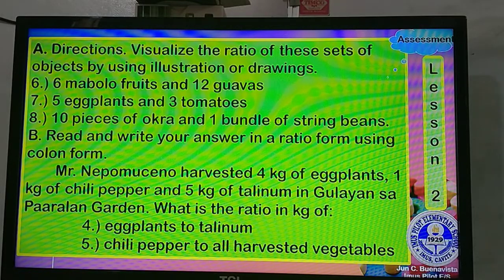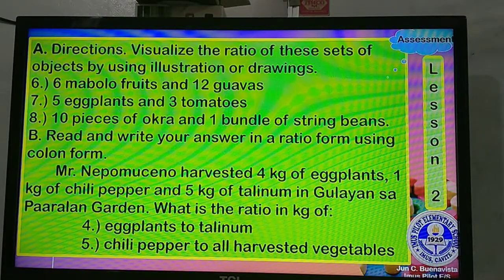I will read the problem. Mr. Nepomuceno harvested 4 kg of eggplants, 1 kg of chili pepper, and 5 kg of talinong in the Paralan Garden. What is the ratio in kilograms of eggplants to talinong, and chili pepper to all harvested vegetables? Are you done? Okay, again, we're going to check that next week.